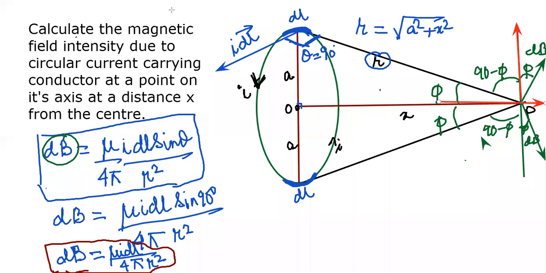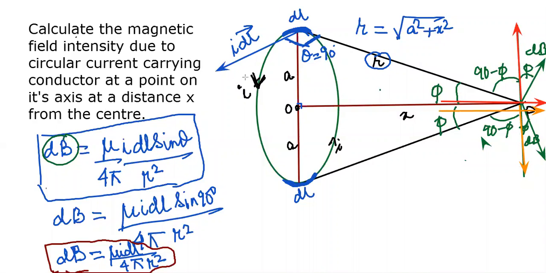And for the lower part, if I consider, say for example, I take this different color so that you can understand clearly. So over here, for the lower part, this dB will be directed like this. This is the dB cos phi component, and the dB sin phi component will be directed like this.